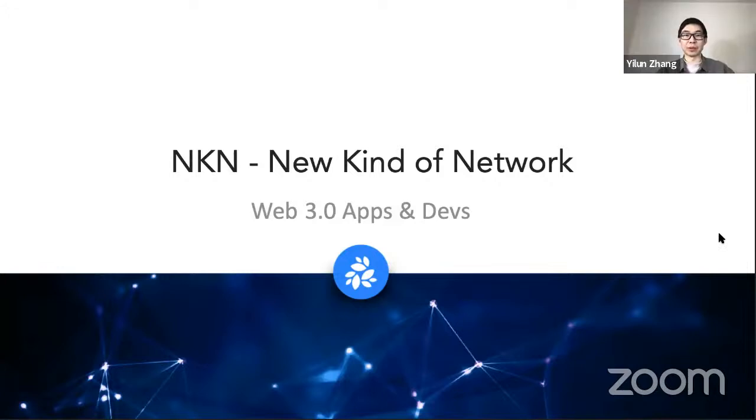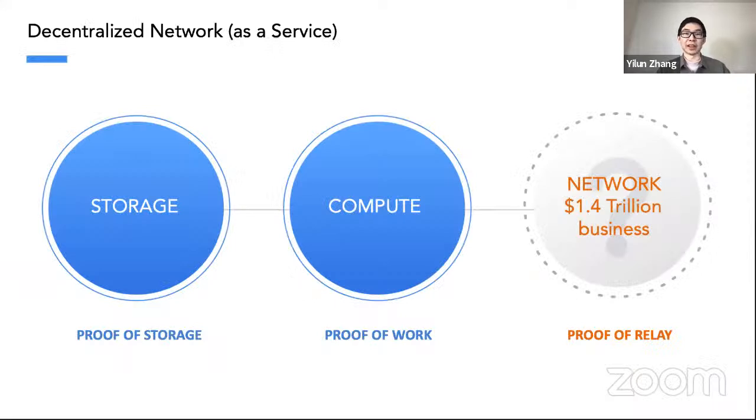So hello, everyone. I'm Yilun, co-founder and CTO of NKN. Today I'm going to talk about Web 3.0 in NKN and how we develop applications on top of NKN. This talk will be a little bit developer-oriented. Basically, there are three typical resources if you want to build an app: the compute resource, the storage, and the network resource. What NKN does is that it focuses on the network part and tries to provide a decentralized network as a service.